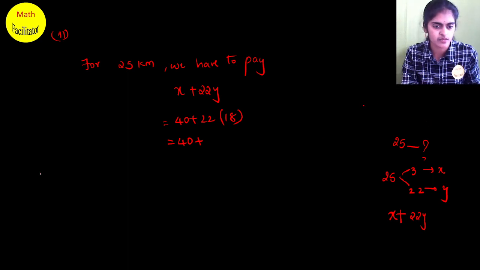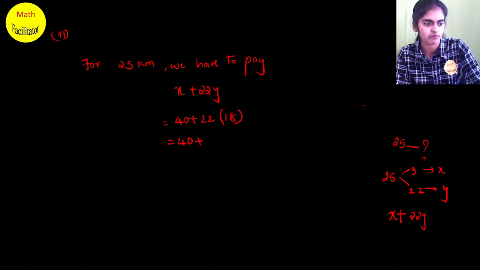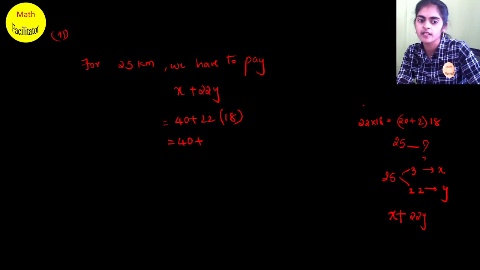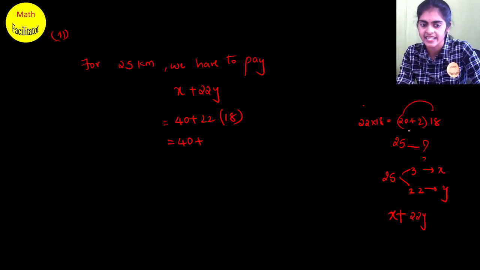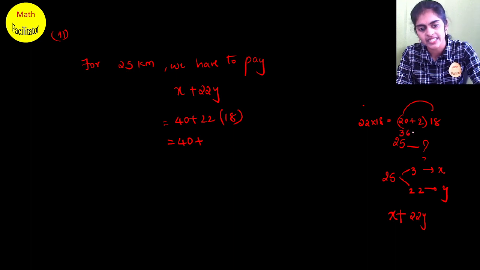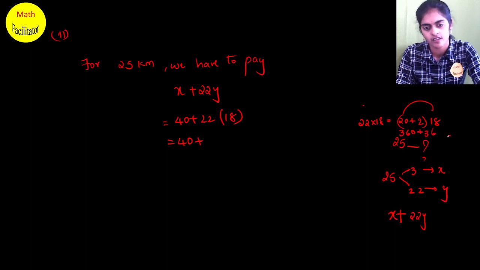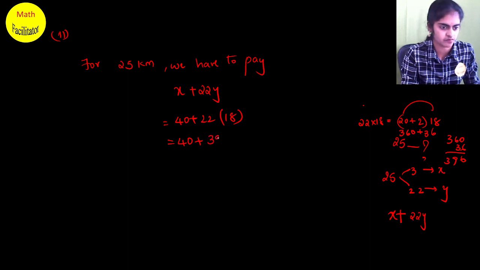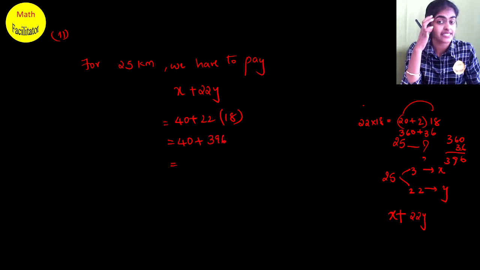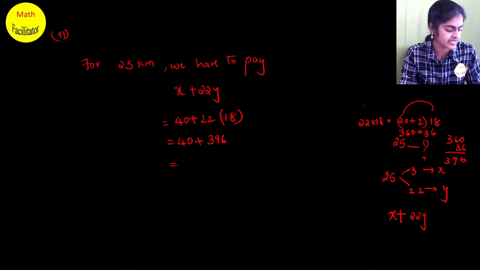How can I multiply 22 into 18? I am multiplying it as 20 plus 2, so (20 plus 2) into 18. Is it clear, people? 20 into 18 is 360, and 2 into 18 is 36. So 360 plus 36 gives you 396. Now 396 plus 40. How much are you getting here?